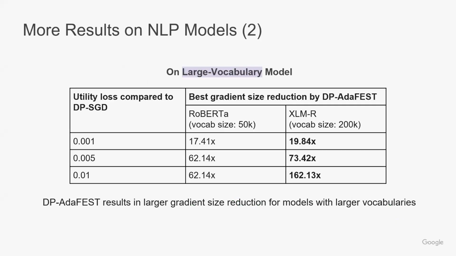We also compare the gradient size reduction we achieved on RoBERTa, which was the backbone model we were testing on, and another model, XLM-R, a multilingual model with a much larger vocabulary. We do observe that DP-AdaFEST results in a larger gradient size reduction for models with larger vocabulary, and this is potentially due to a larger room for sparsification.